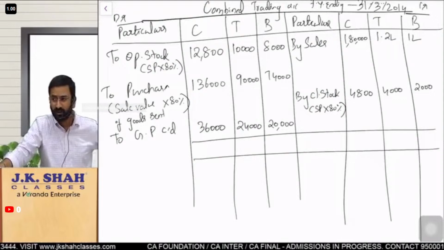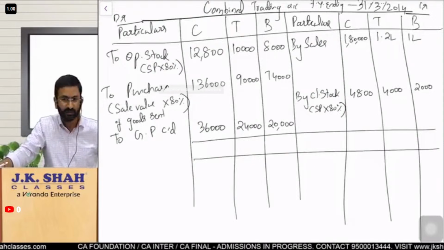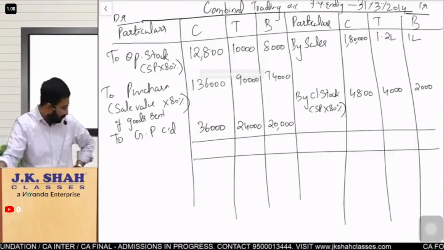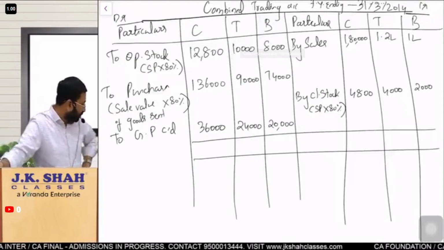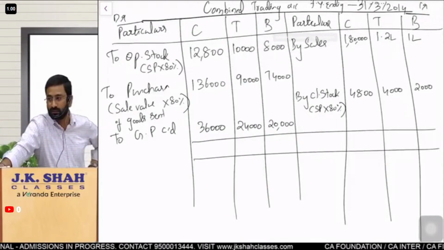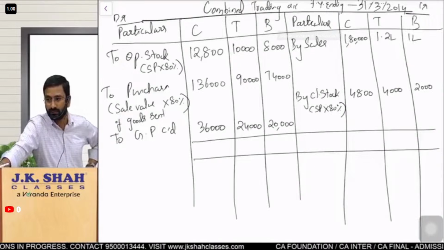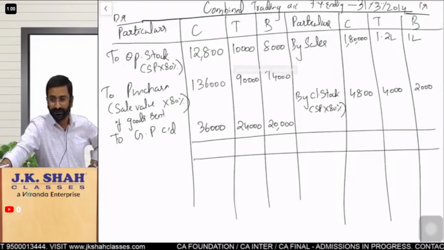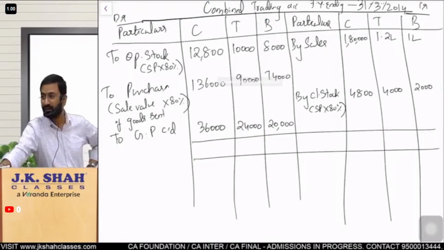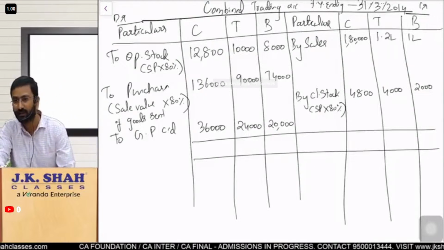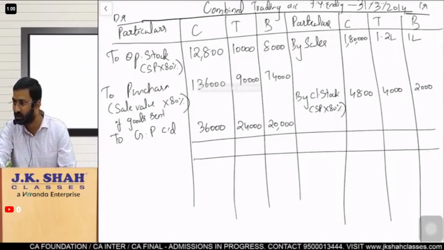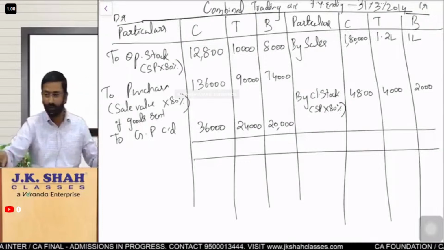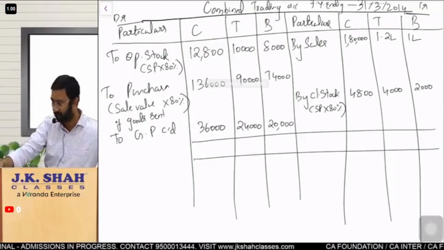That purchase part you understood now, no confusion. Sale value into 80%. So with this we finish part 1 of the question, because they are not asking only single entry. Read the last sentence of the question. They are also asking you to prepare a branch account. Finish this first, then we'll do branch account. And which system? Data system.